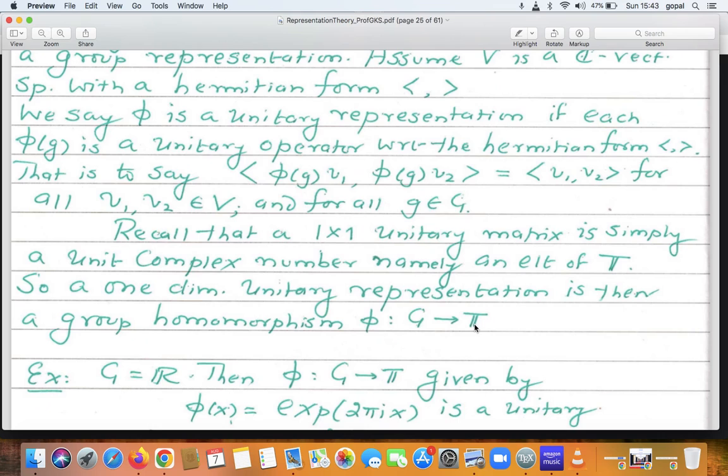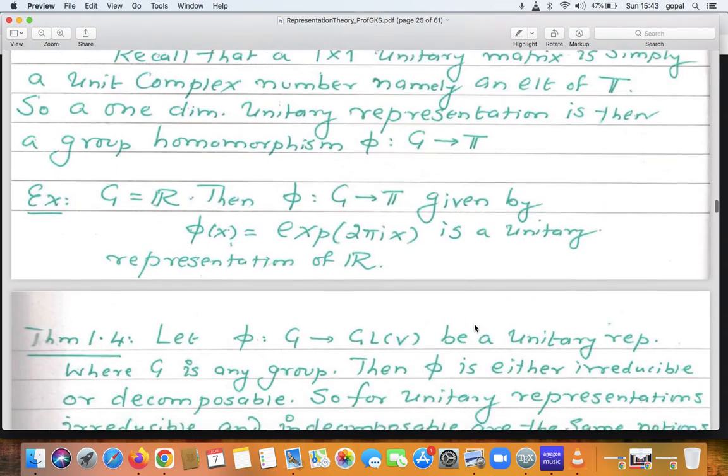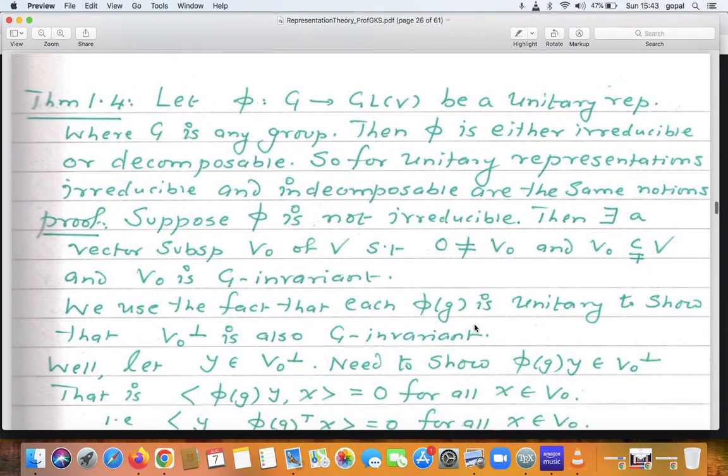So, let us take some simple examples. For the group of the real numbers, we have a beautiful example of a unitary representation: phi of x equals e to the power 2 pi i x. That's a unitary representation of R. We will see many other examples of unitary representations.